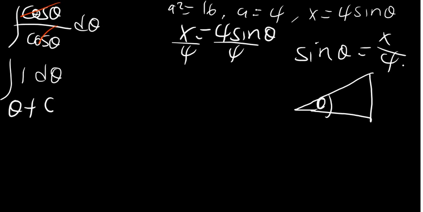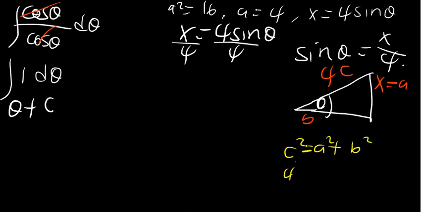So we know that sine is opposite over hypotenuse. So opposite here we have x over hypotenuse, this is 4. Now, this is adjacent. This is C, this is A, and this is B. So we know that C squared is equal to A squared plus B squared. Our C is 4 squared. Minus this one is going to be equal to A. A squared is what?